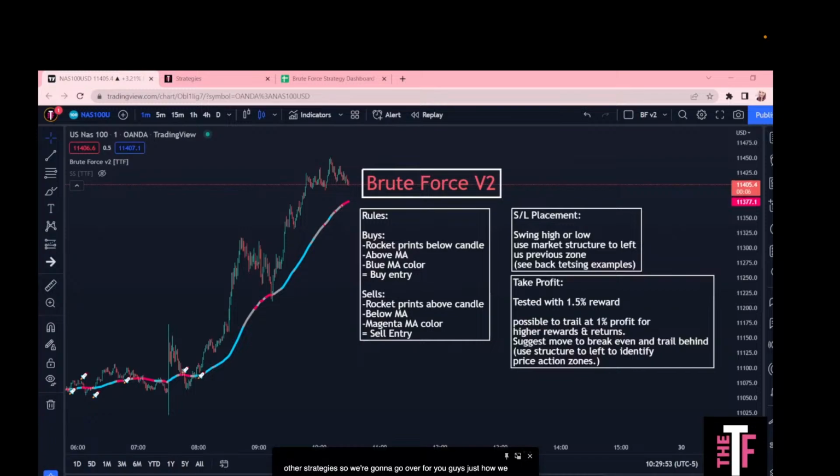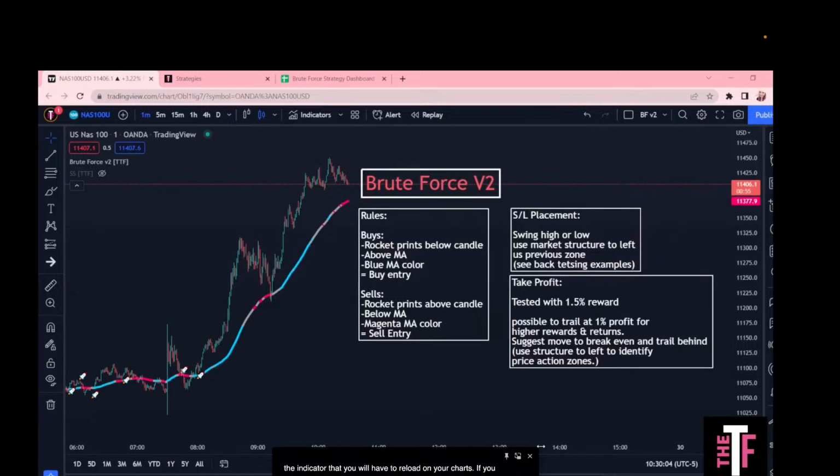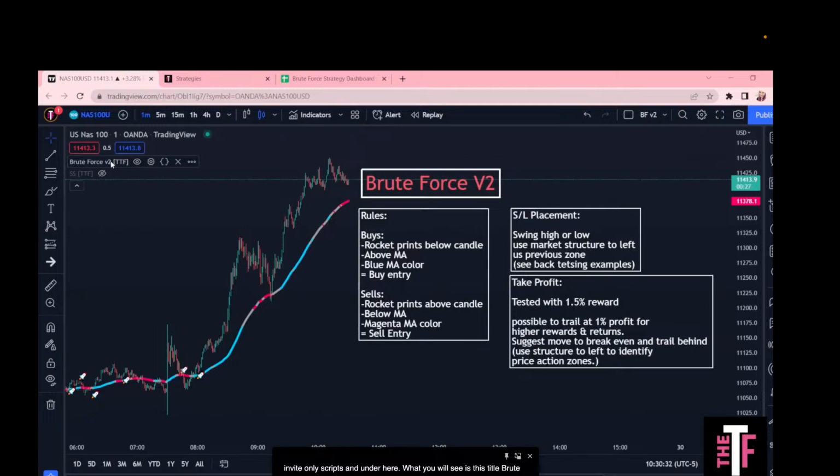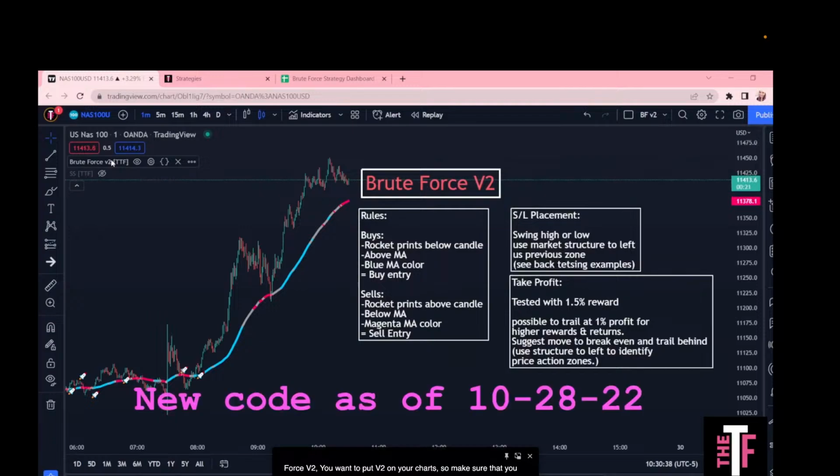This revamp is a little bit unique in that we actually did update the indicator as well. So there is a new version of the indicator that you will have to reload on your charts if you currently have brute force on your charts. If you want the new version of brute force, you're going to go to your indicators, to your invite-only scripts, and under here you will see this title, brute force v2. You want to put V2 on your charts. So make sure that you load it up and it says V2 if you are going to have this version of it. It is a new code, so you do need to have version 2 in order to have the signals print correctly.